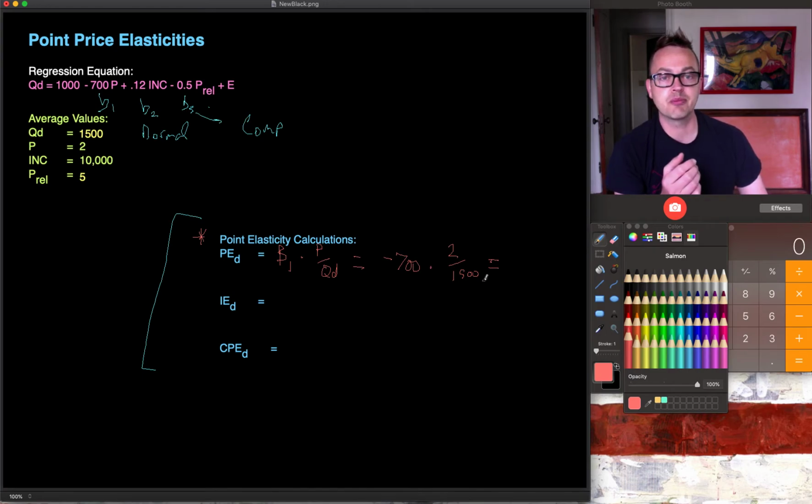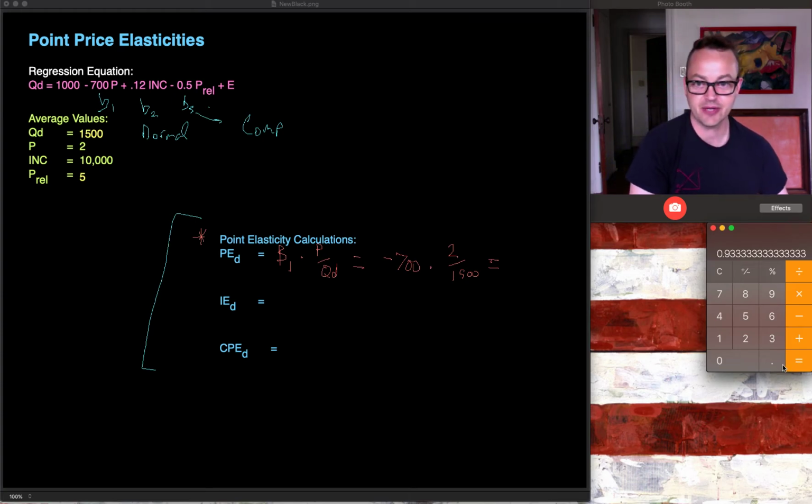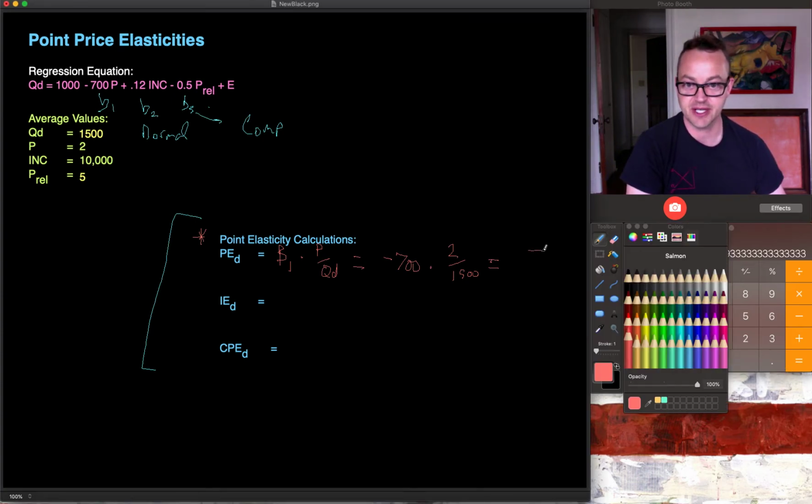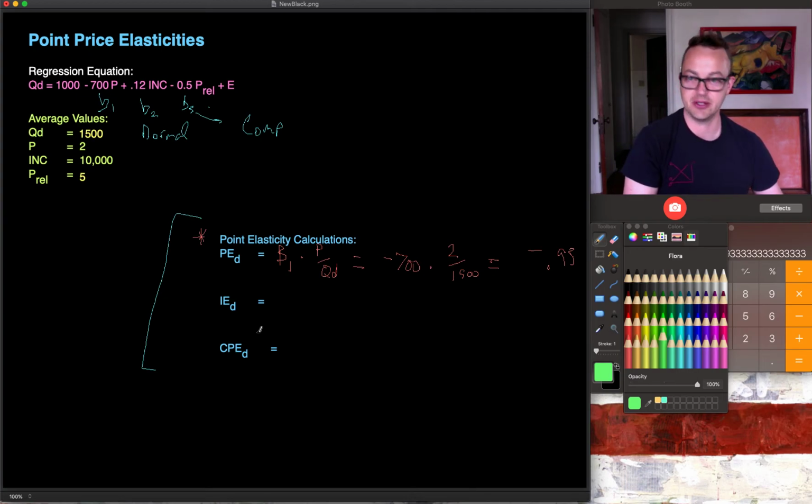So our point price elasticity of demand is simply this equation, which we'll put into our calculator: 700 times 2 divided by 1,500. Okay, that gives us 0.93, and of course this is negative because we had a negative 700, but 0.93. Okay.